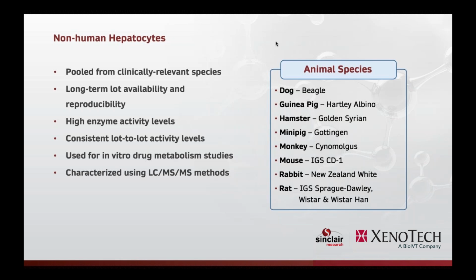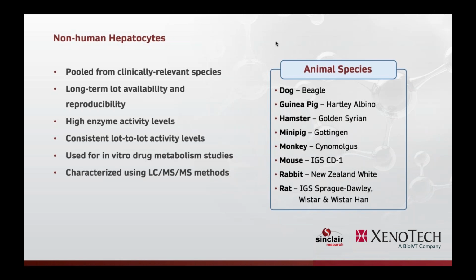There are numerous non-human hepatocytes that are available. Of course, all the non-clinical animal species that Scott was just mentioning: dog, rat, mouse, monkey, rabbit, mini pig, hamster. So all these are available. Generally, when we use these, they're pooled, again, from the clinically relevant species, and having a really large pool, 50, 100, 200 donors in the pool, gives a much better representative picture of the metabolic profile of that species as a whole, as it averages out any potential individual differences that might be there.